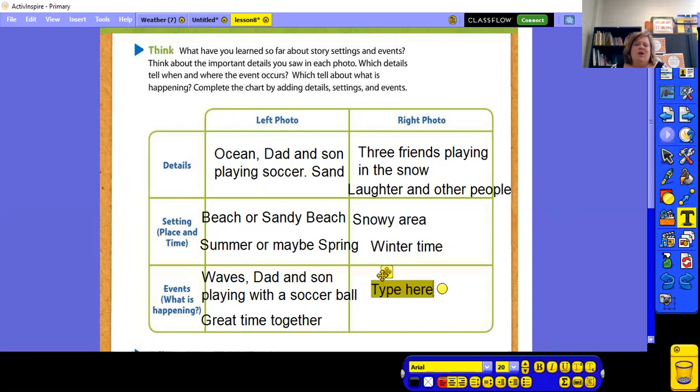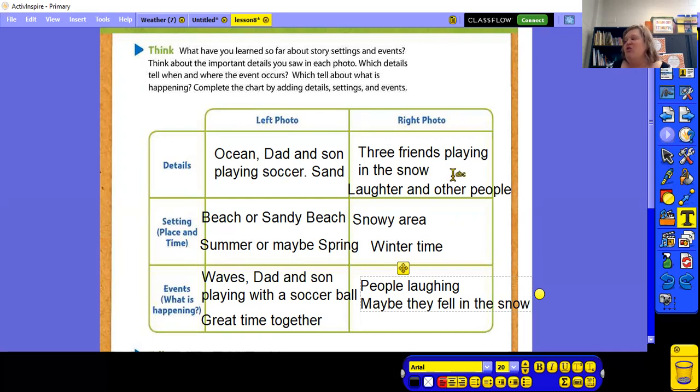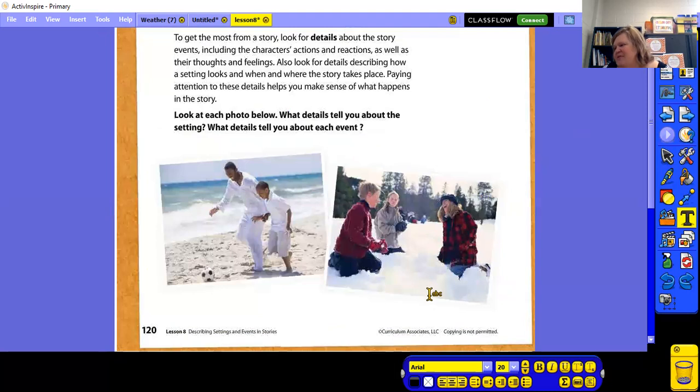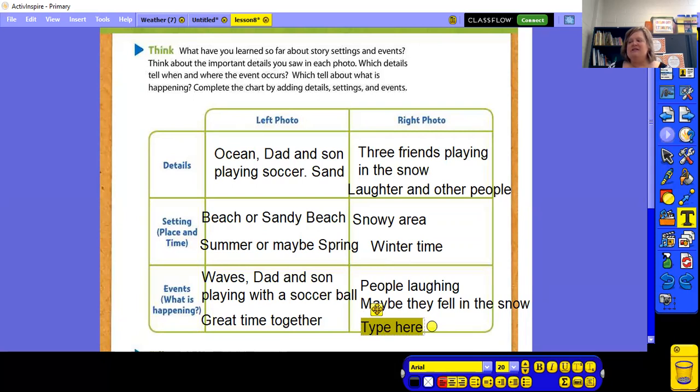And then what is happening? Well, in our events, we have people laughing. Maybe they fell in the snow because it shows them sitting there in the snow on their knees. So maybe they were running around and they fell in the snow. We really don't know what happened, but we can look at our picture and determine that they are having fun in the snow. And if you look really close at the guy with the red sweater and the girl in the back with the gloves, it would appear that they're making snowballs. So maybe they're about to throw snowballs at each other.